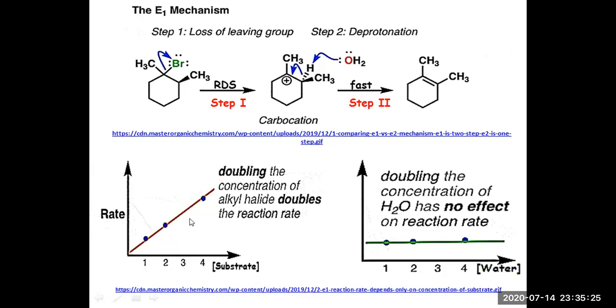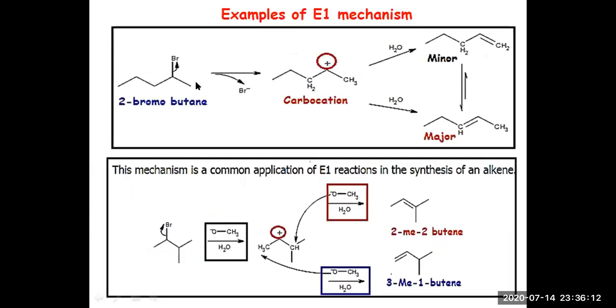If I carry out the kinetic study of this reaction, what you'll find is that if I double the concentration of alkyl halide, the rate of reaction also gets doubled. If I go on increasing the concentration of substrate, the rate of reaction increases. That is, there is a linear proportion between the concentration of substrate and the rate of reaction. But if I go on increasing the concentration of water, there is no effect on the rate of this E1 elimination reaction, which again indicates that the rate of the reaction depends only on the concentration of substrate and not on the concentration of base, therefore unimolecular.